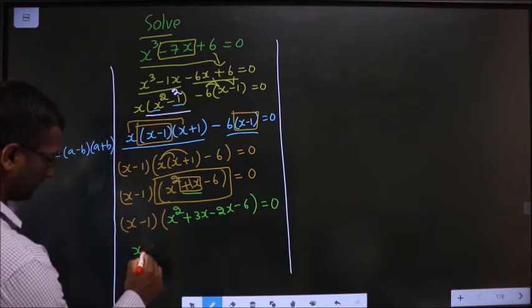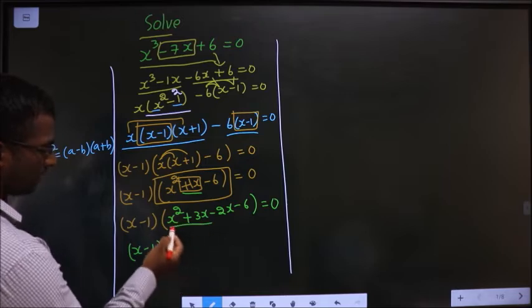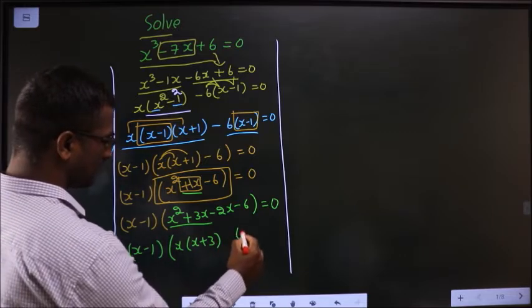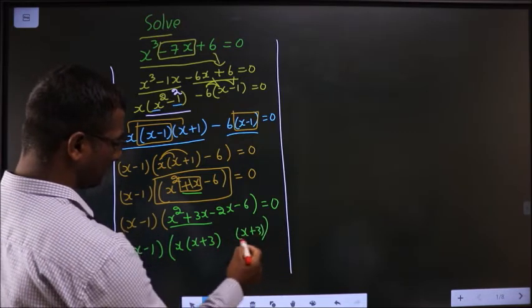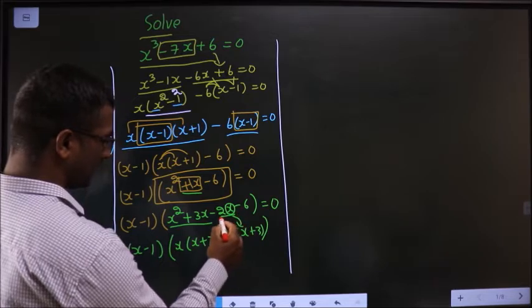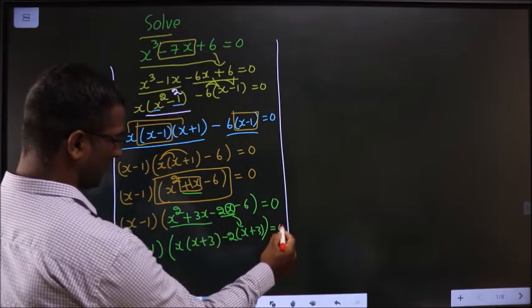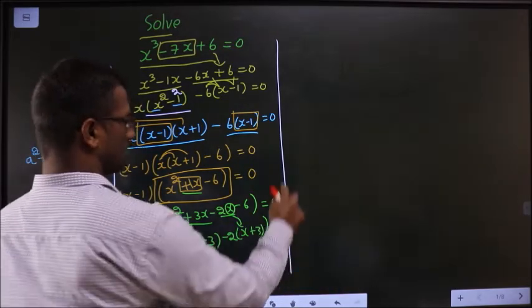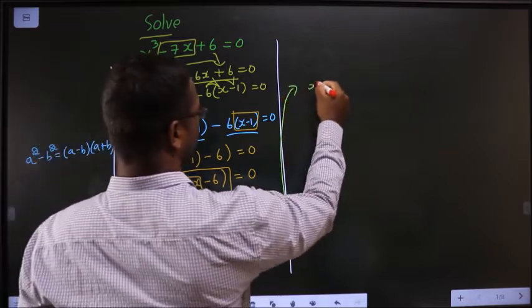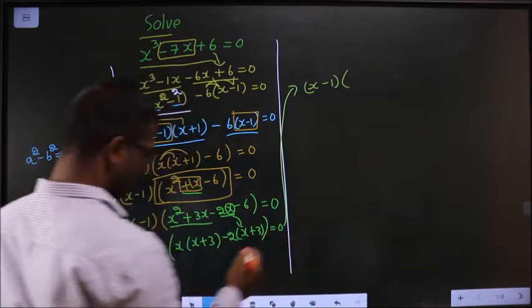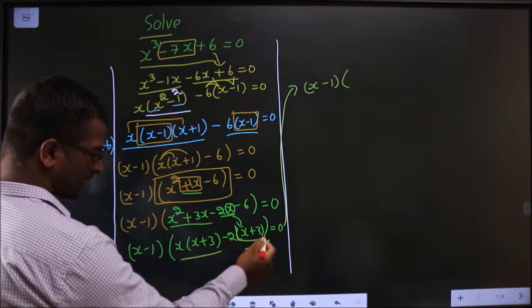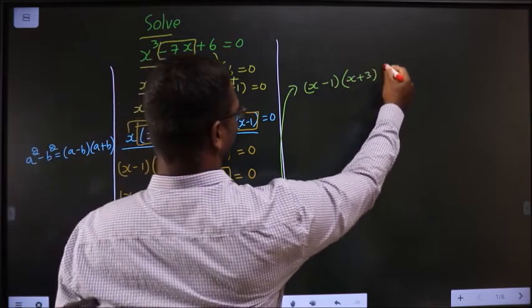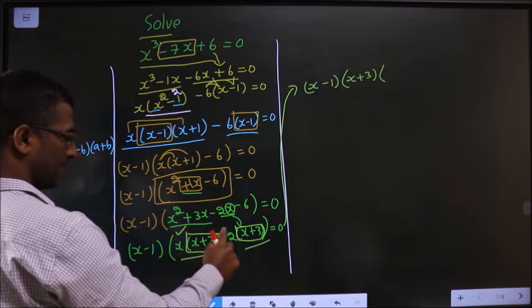Now, what can I take common from these two? X. So I am left with x plus 3. Here I am left with x plus 3 means here also it should be x plus 3. From this, x has gone inside means outside should be minus 2 equal to 0. Okay, next. So this I will be writing here now. So it is x minus 1. From these two, I will take x plus 3 common. So here I am left with x, here I am left with minus 2.